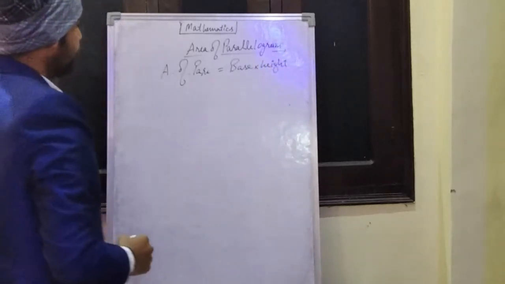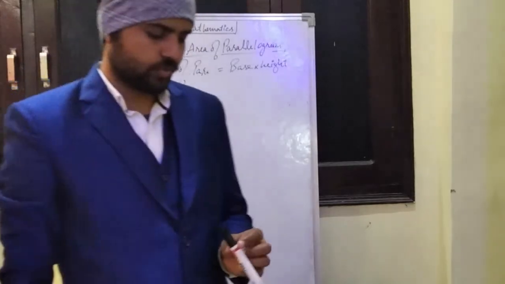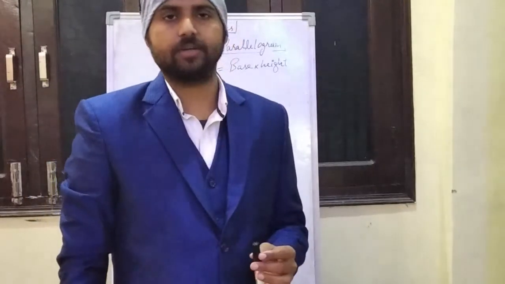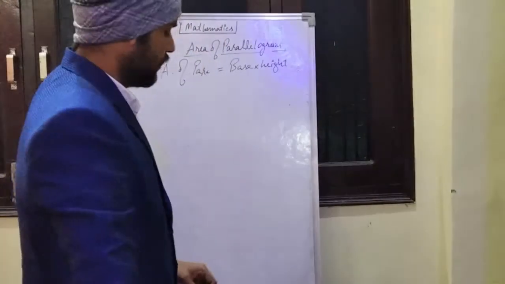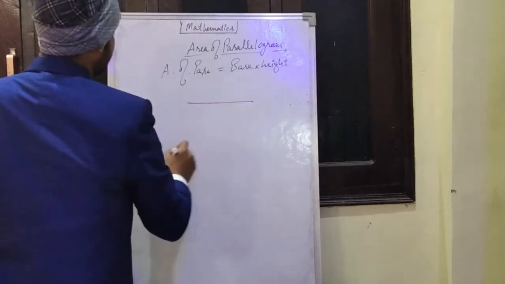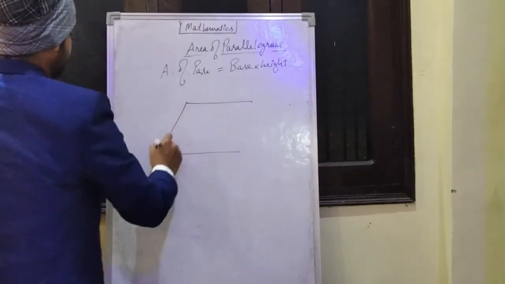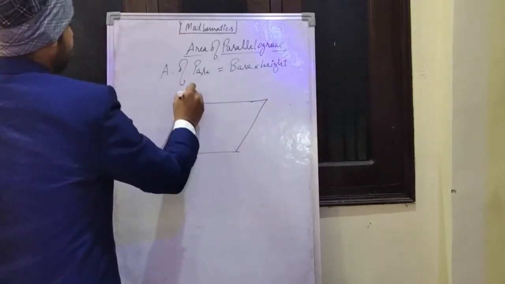Now here, the formula is very easy to remember, but for understanding purposes, you should know the criteria to see what is base and what is height. Okay. So I'll draw a parallelogram for you here. Everybody knows that this is a parallelogram. The name of this parallelogram, I'll call it ABCD. Fine.